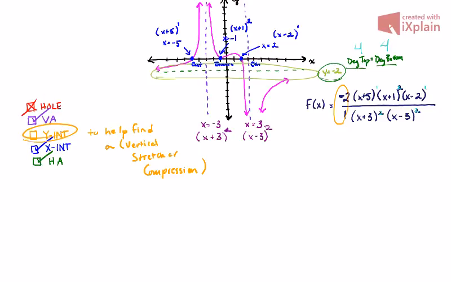So again, your final answer is just going to be negative 2 times the quantity of x plus 5 times the quantity of x plus 1 times the quantity of x minus 2 all over, you could have the 1 in there or you could get rid of it, 1 times the quantity x plus 3 squared times the quantity x minus 3 squared.